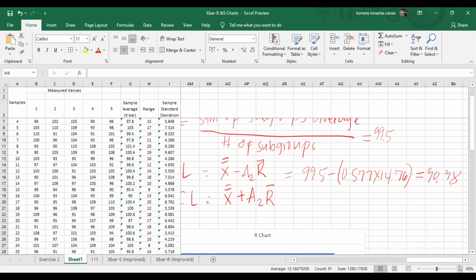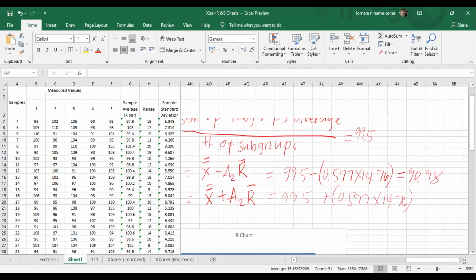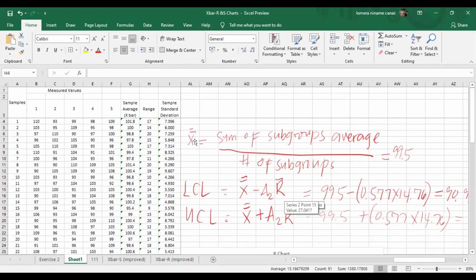And our upper control limit for the average chart using X bar is computed using the formula 99.5 plus 0.577 times 14.76. The value for the UCL is 108.2. Okay, thank you. So 99.5, the computed grand mean using R bar, will be our center line.